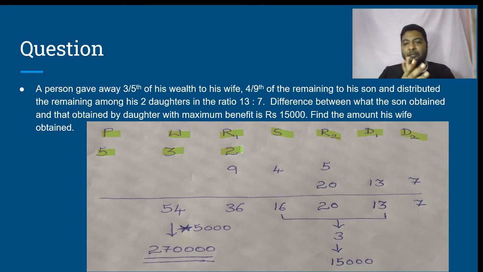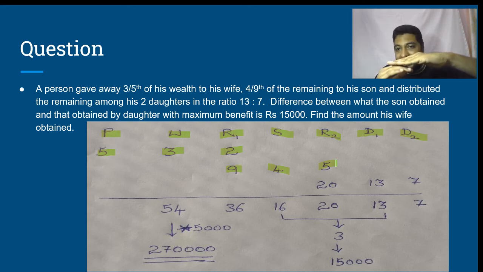Now forget about that thought for a minute. 4/9 of the remaining was given to his son. Let us say the remaining was nothing but 9 bags. Why 9 bags? I want to avoid fraction. If the remaining was 9 bags, how many bags were given to his son? 4 bags were given to his son. How many bags are left with him? 5 bags are left with him.